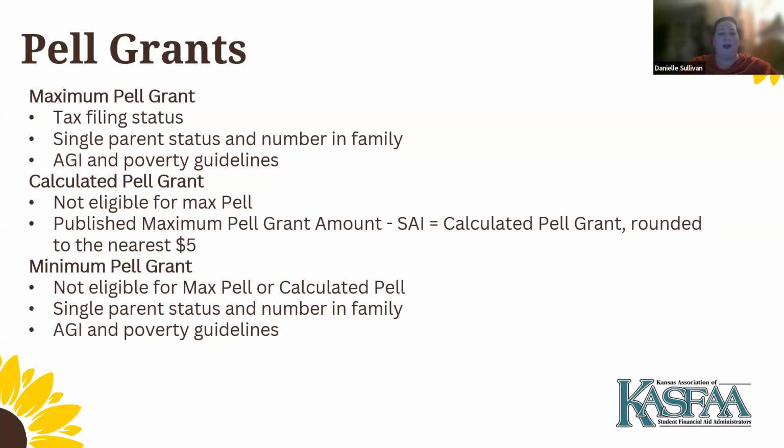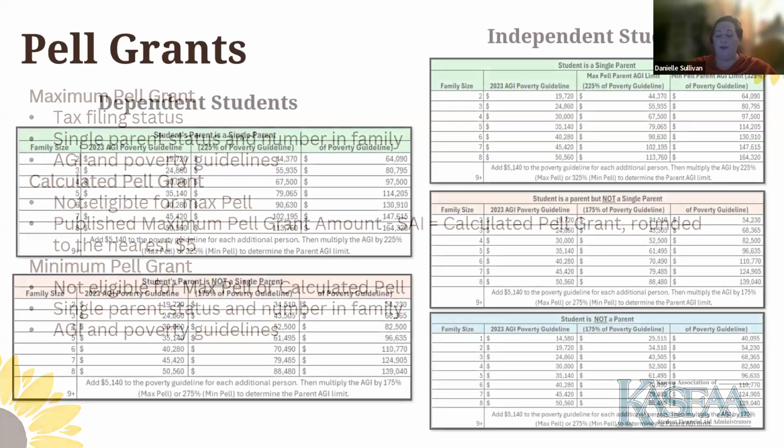And then the final way is if, let's say, they don't qualify for the maximum Pell Grant, let's say their Student Aid Index is too high to get a Pell Grant that way, they could still get a minimum Pell Grant based off the same factors: poverty chart, adjusted gross income, whether or not the parent is single or married, if the student is independent or dependent, the state they live in. So that student could still qualify for a minimum Pell Grant. And now I'm going to show you the charts.